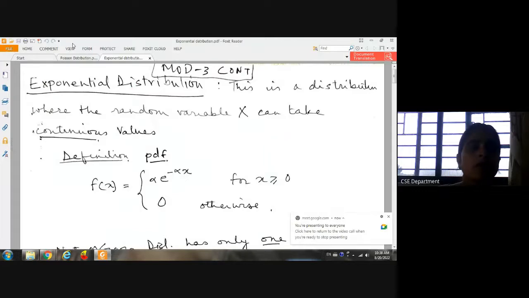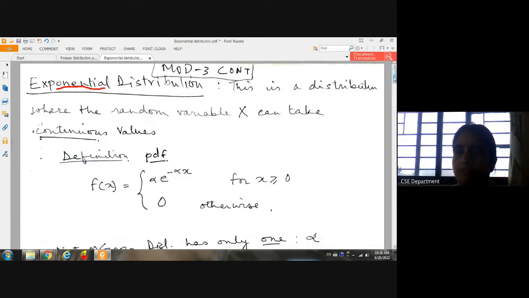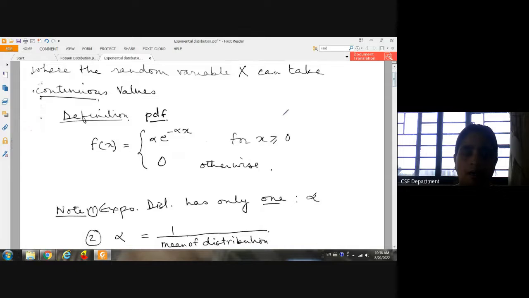So we will do exponential distribution. This is a distribution where the random variable x can take values from 0 to infinity. It is a continuous distribution. So how is it defined? The formula for exponential is f(x), because x is continuous.